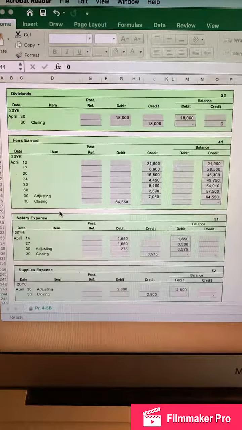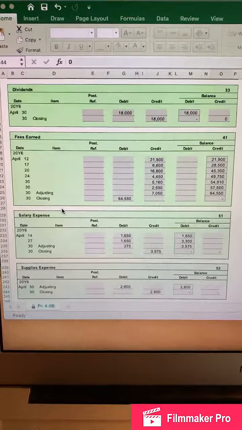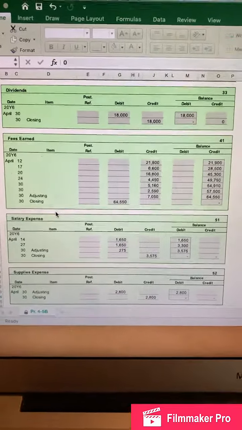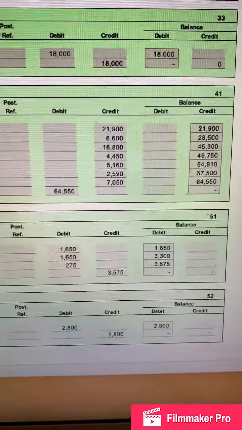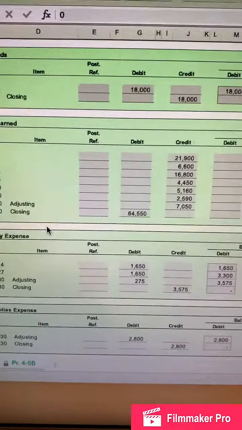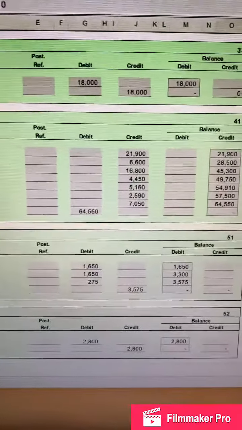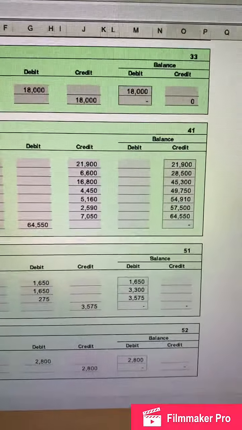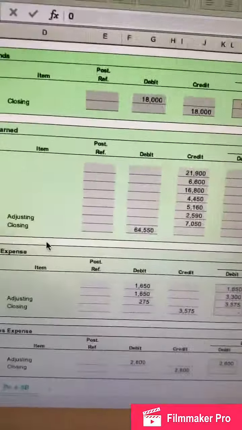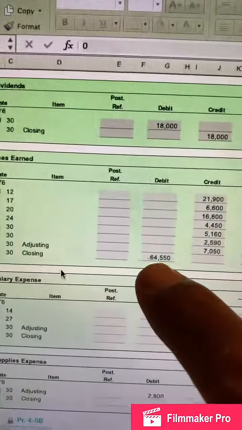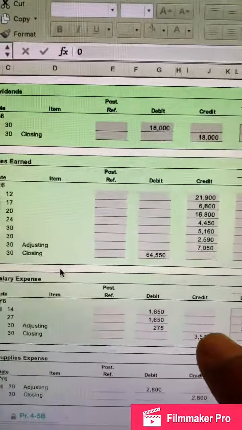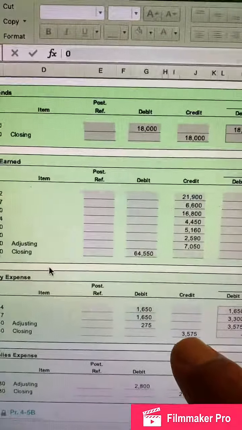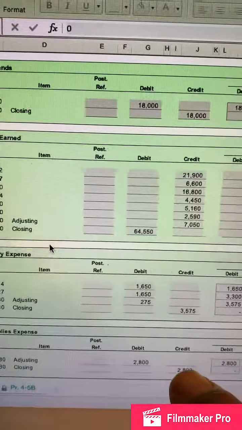Next, I did the general journal for dividends, fees earned, salaries expenses, and supplies expenses. Those are the values. This is just the example, and keep in mind this is 4-5B. You guys are required to do 4-5A. And as you can tell right here, notice it says closing. These are the closing entries that we're talking about. 64,500. The closing right here is 3575, and the closing on this one is 2800.